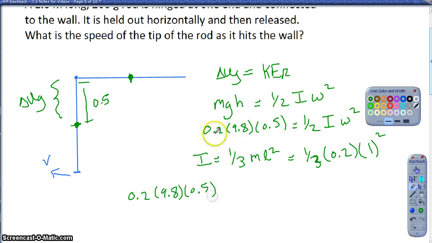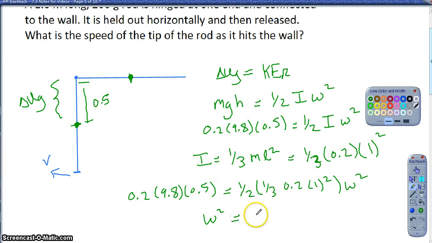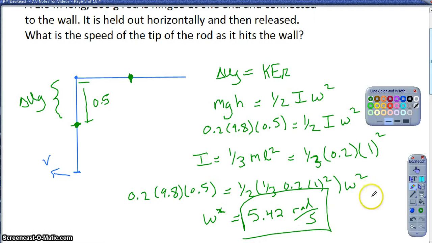So here's my change in potential energy. That's all converting to the change in rotational kinetic energy, right, which is represented by 1/2 the moment of inertia times omega squared, and then it's just algebra, just a little bit of calculation here, right? You should hopefully get about 5.42 radians per second once we've square rooted that. So that's my final answer, right? So 5.42 radians per second.